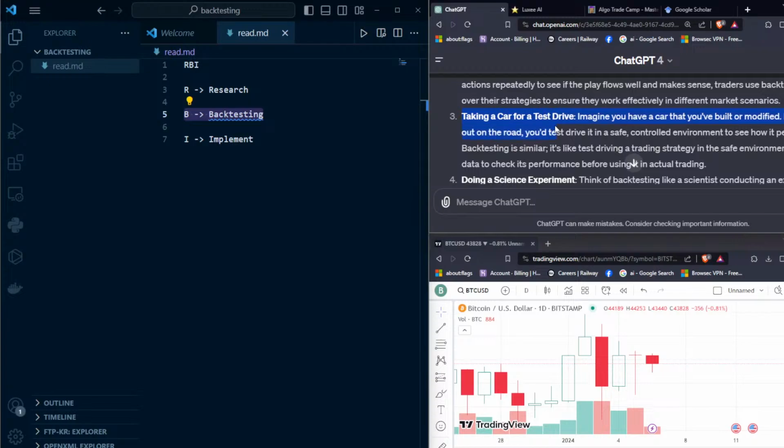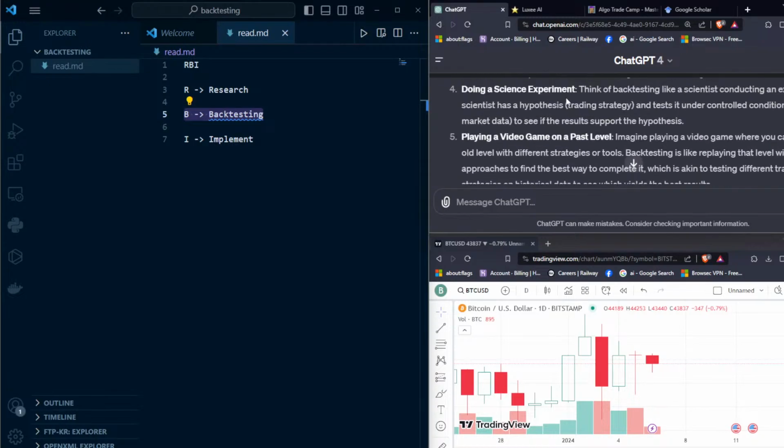Taking a car for a test drive. Imagine you have a car that you've built or modified before taking it out on the road. You would test drive it in a safe, controlled environment to see how it performs. Backtesting is similar. It's like test driving a trading strategy in a safe environment.